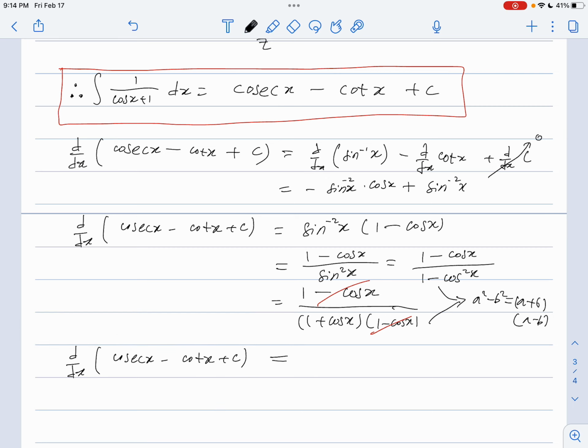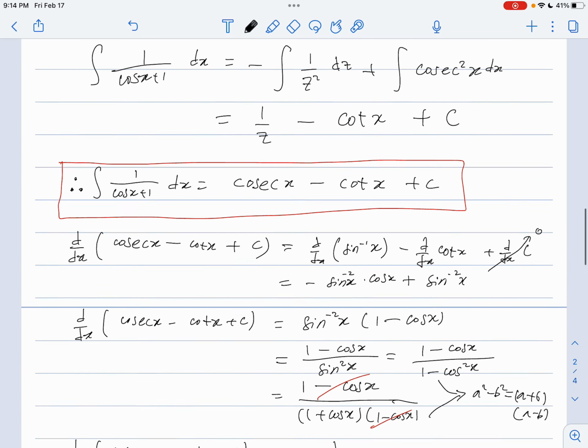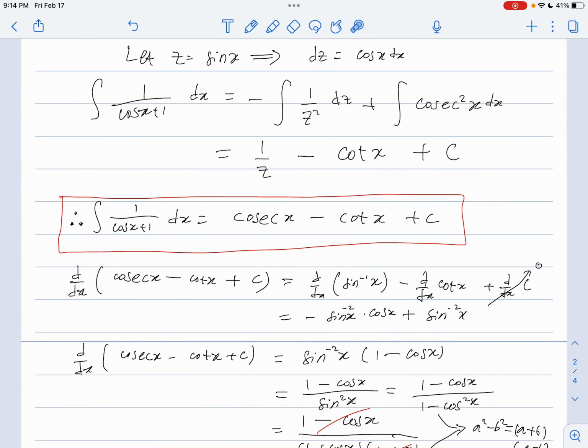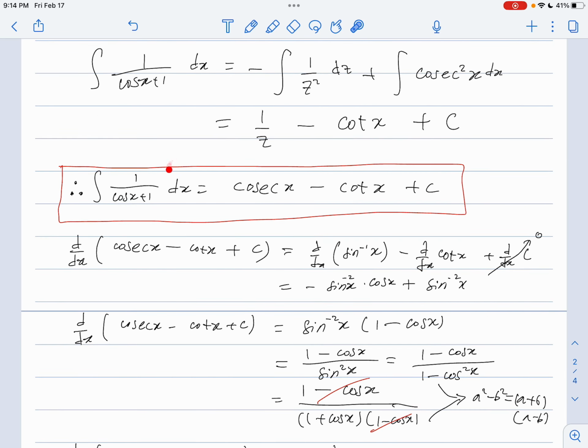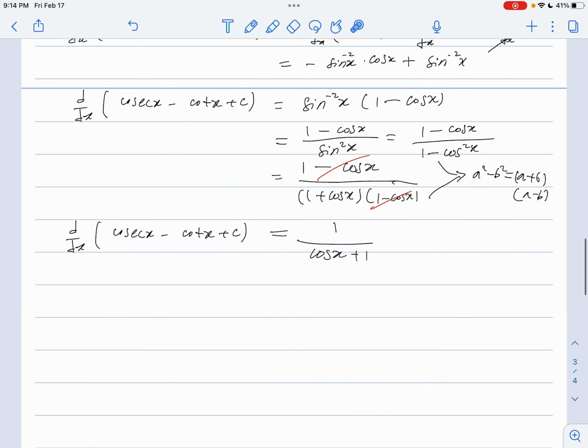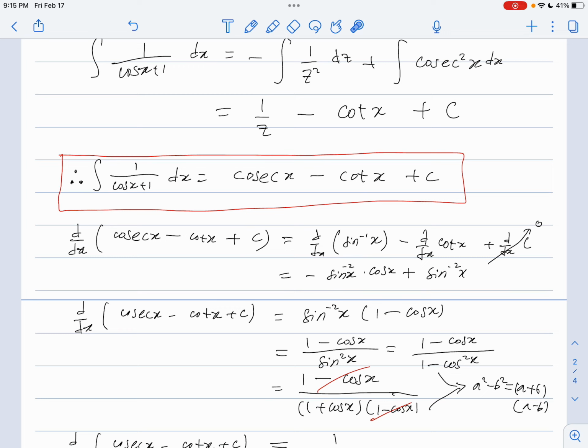So we have, yeah, nice. So we will end up at our starting point again if we take the derivative of our answer here. See, if we take the derivative of this, we will directly go back to our starting point, which is 1 over cosine of x plus 1. So we already verified our answer, so we can say that this answer is true.